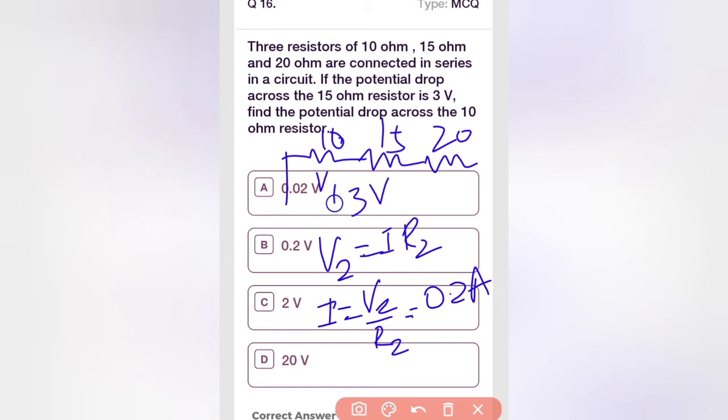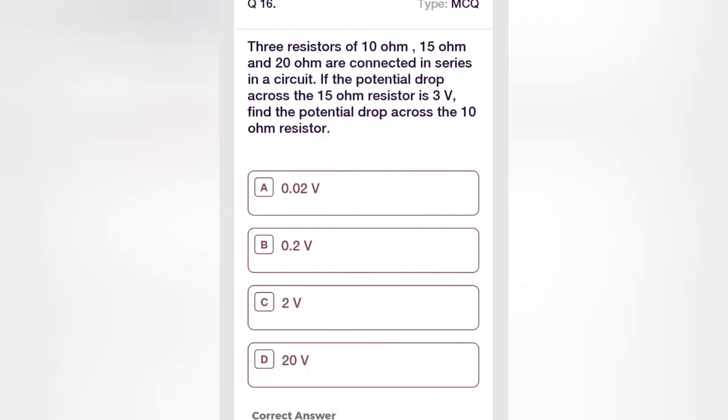That means V1. So how to find V1? V1 is equal to I into R1. So what is I? 1 by 5. And what is R1? 10. So you can cancel this. You get 2 volt. So 2 volt is the correct answer. Option C is the correct answer.